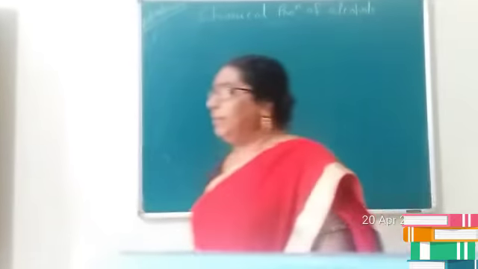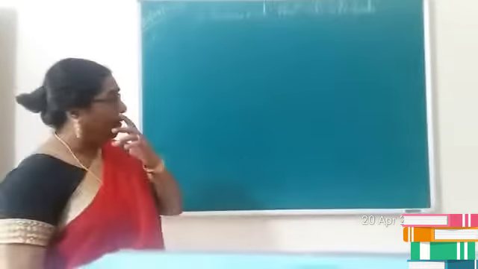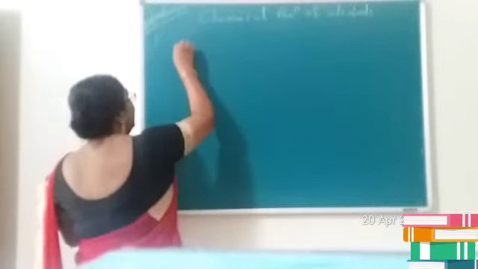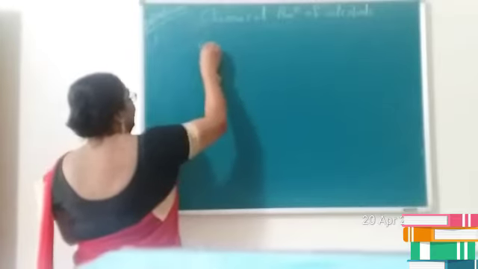Okay children, let us continue with the chemical properties of alcohol. Now we are going to study about the third type of chemical property. In a way, they are the special reactions of alcohol. In this case, the first reaction, let us consider dehydration.